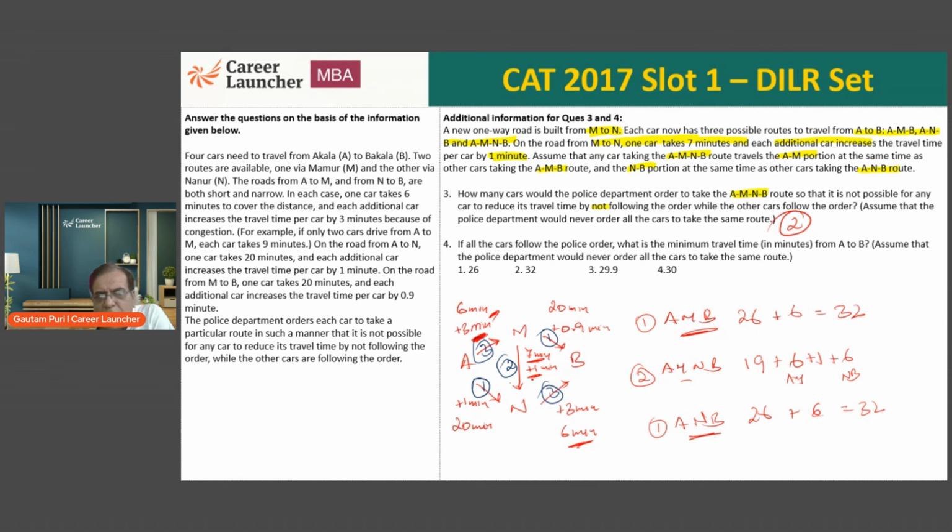2 cars in MN, so 1 extra minute, and 3 cars in NB, so 3 to 2, 6 extra minutes. So how much does it become? 6 plus 6, 12, and 1, 13, 32 minutes. Okay. So this is the time going to be. Now, that means the answer for question number 4 should be 32.